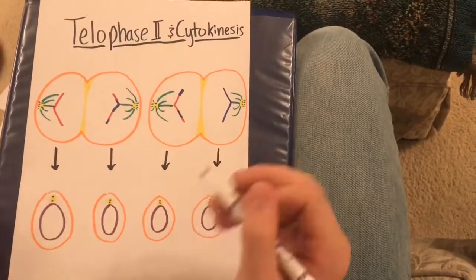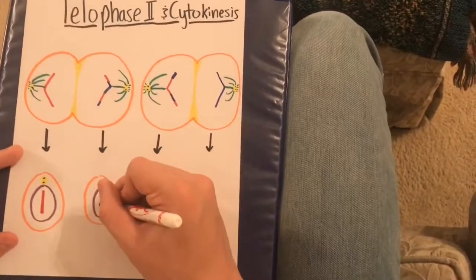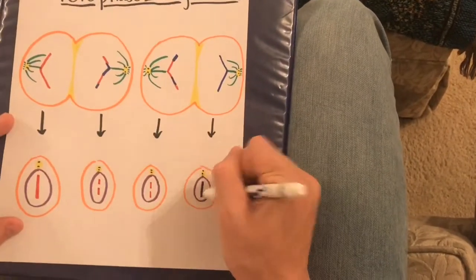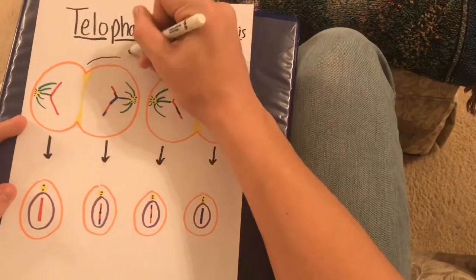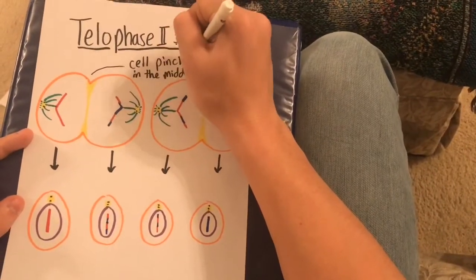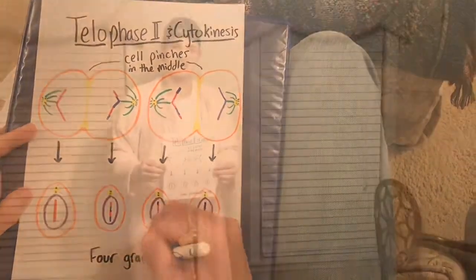A locus refers to the location on the chromosome where the gene is found. Meiosis 2 ends with telophase 2 and cytokinesis. The cells pinch in the middle, and you end with 4 granddaughter cells.